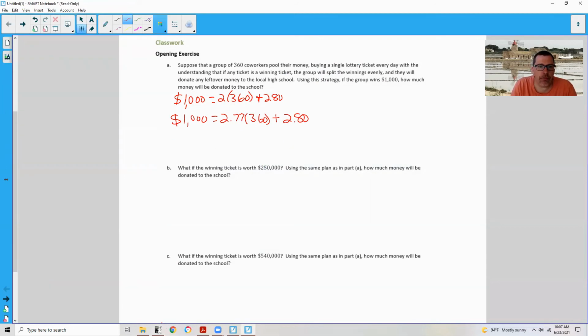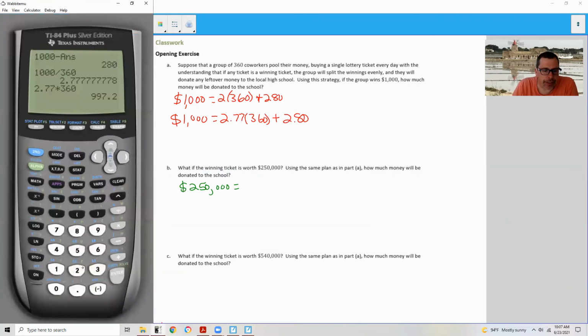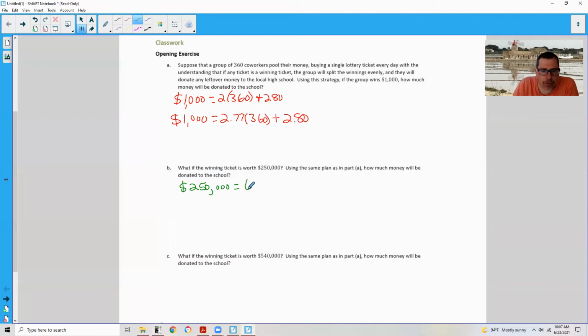Okay, so part B says, what if the winning ticket is worth $250,000? Using the same plan as in part A, how much money will be donated to the school? All right, so 250 grand. First, let's do it by even dollars. So I'll take my calculator and take $250,000 divided by 360. And I'm only looking at the whole number, 694. So everybody will get $694 times 360 plus the remainder.